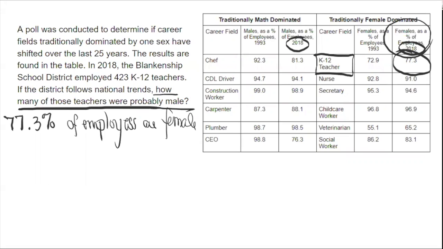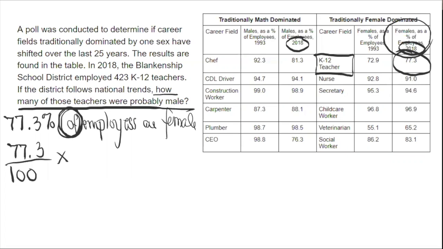So I know 77.3% of employees are female, but I'm supposed to figure out how many of the teachers in Blankenship were probably male. Any thoughts? Would you put the 77.3% over 100 and then? You sure could. I'm going to go with that same translation skill we've been using. The word of means what? I've said it twice now today. Multiply. And we are going to multiply by the number of employees.